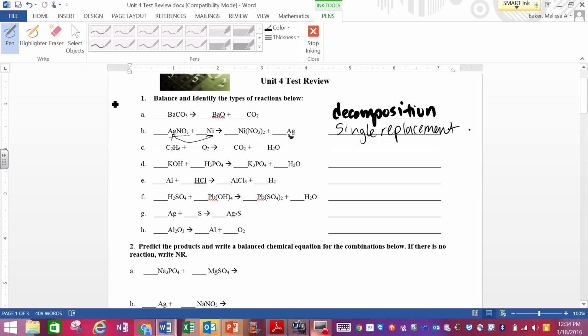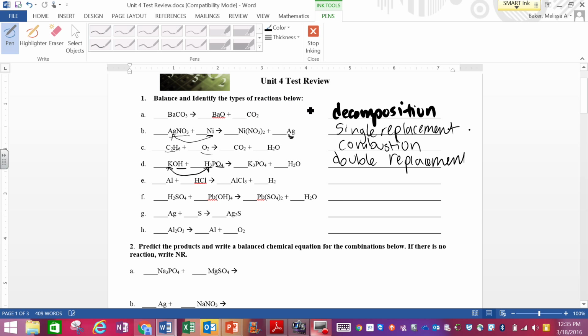Next one, oh, I recognize this. Carbons and hydrogens plus oxygen make CO2 and H2O. We know that that is automatically a combustion reaction. Letter D, two things added to two things, and the first two things are swapping places. That would be a double replacement.